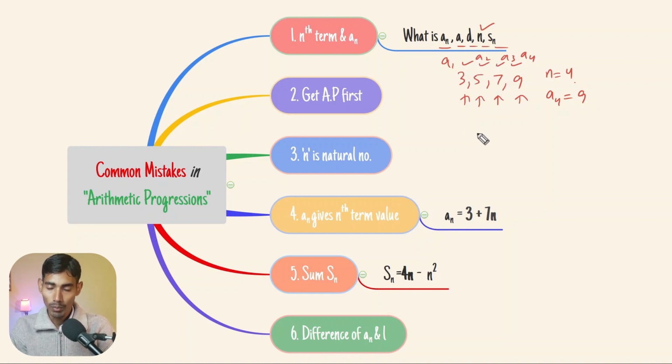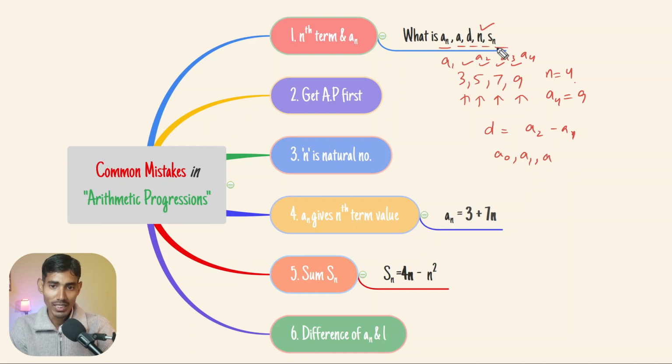Then D is the common difference, the difference of consecutive terms. So A2 minus A1, or any of the consecutive terms. A is the first term, pretty obvious. Sometimes it is written as A0, A1 and A. So depending on the textbook and what your teacher follows, it might be a little different.